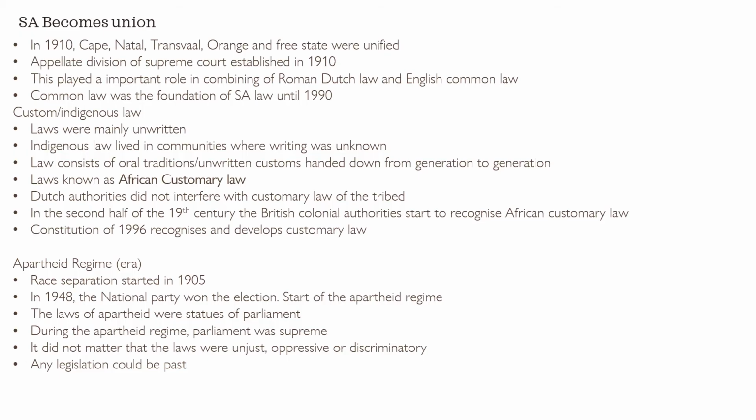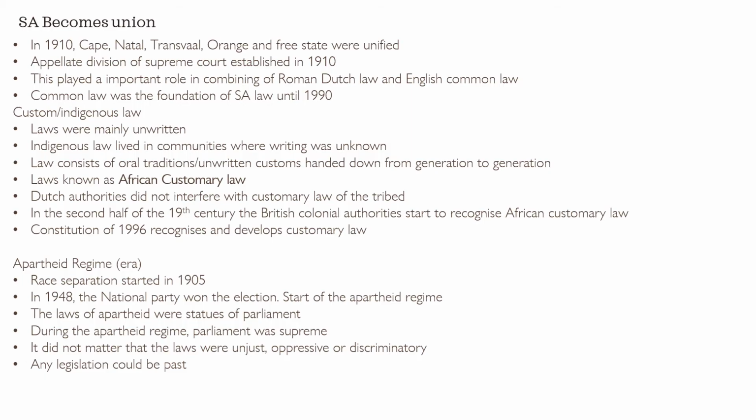Then we look at custom or indigenous law. These laws were mainly unwritten. Indigenous laws lived in communities where writing was unknown. So obviously if the laws were unwritten, it had to be in a community where writing was unknown. The law consists of oral traditions or unwritten customs handed down from generation to generation. These laws are known as African customary law.